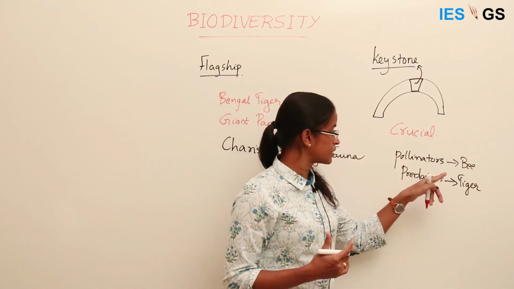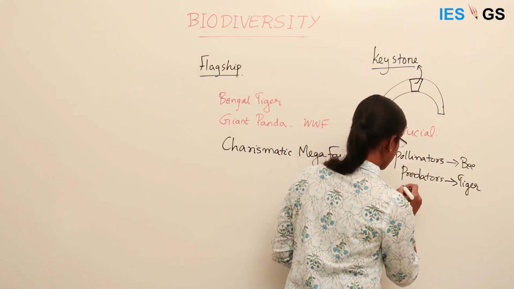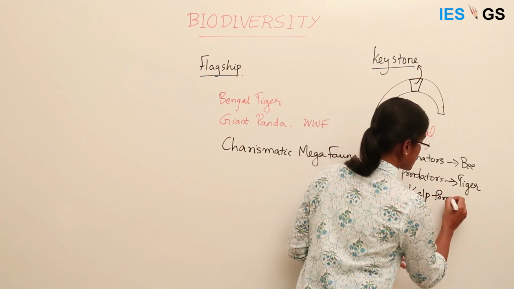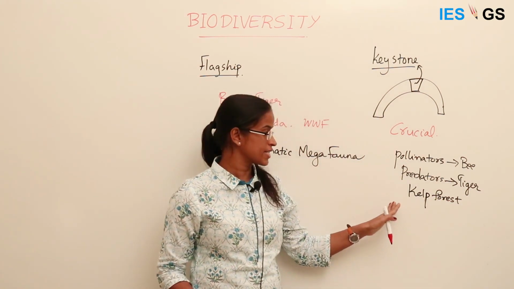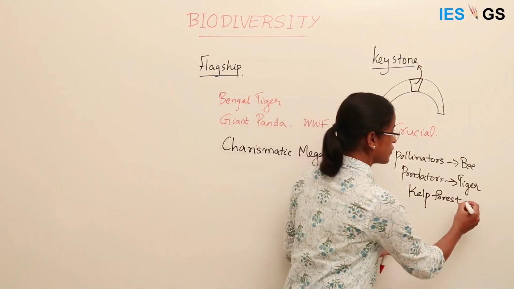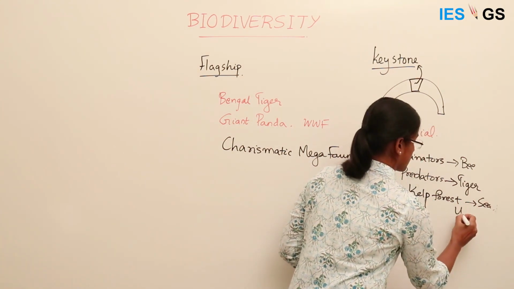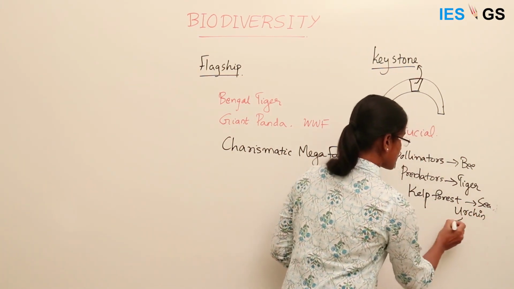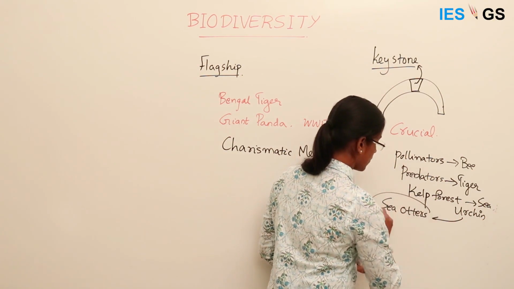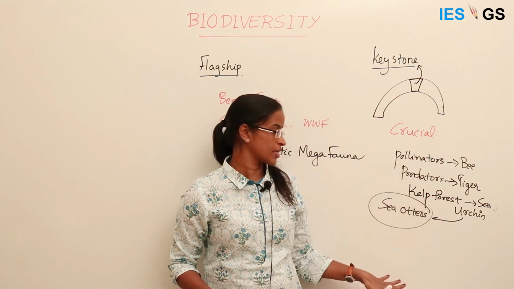Like that, there are predators in other ecosystems. For example, in the kelp forest. What is kelp? Kelp is a seaweed, a very tall seaweed. It is like a forest in the sea, and sea urchins will feed on the kelp forest, and sea otters will feed on sea urchins. So here the sea otter is a keystone species because it prevents sea urchins from depleting the kelp forest.